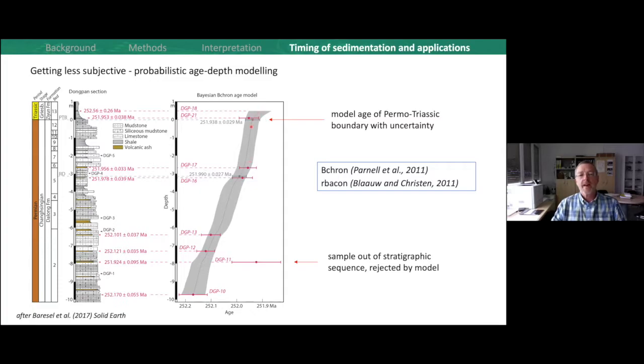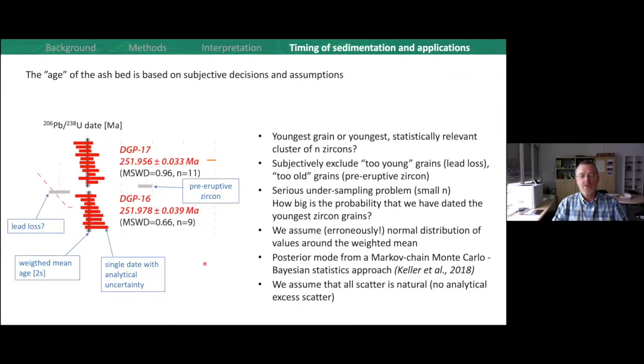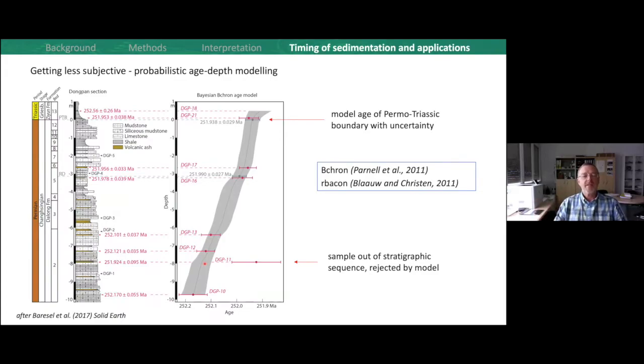This is the age-depth model here, the line, and this is the associated uncertainty. And we see that, for instance, the DGP11, which was the problematic one here, this one drops out. So the model itself identifies this sample as problematic. And now we can actually use a model age, for instance, here of the Permo-Triassic boundary. We can calculate the model age here with its uncertainty. That's our model age for the PTB.